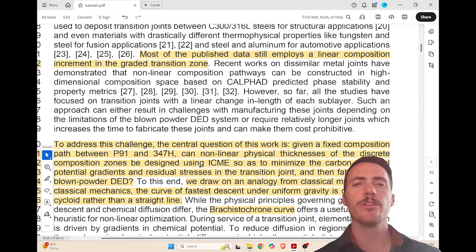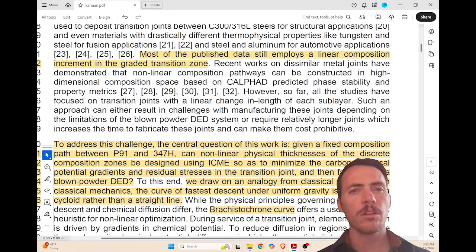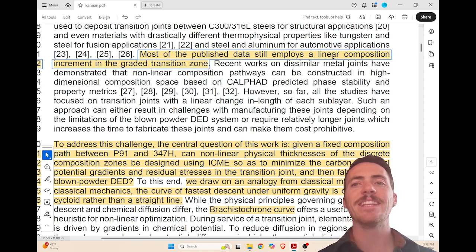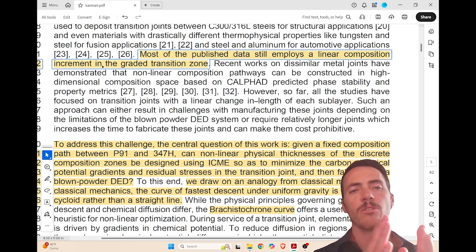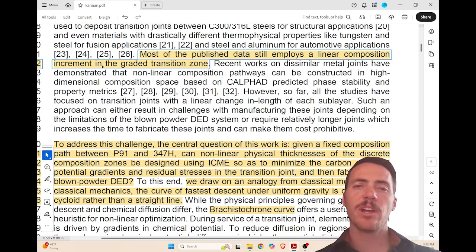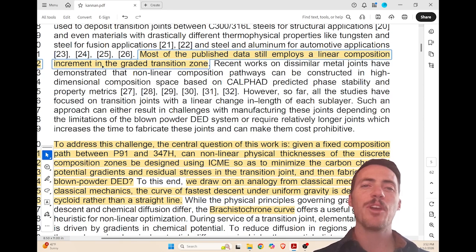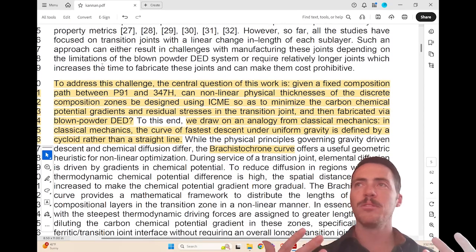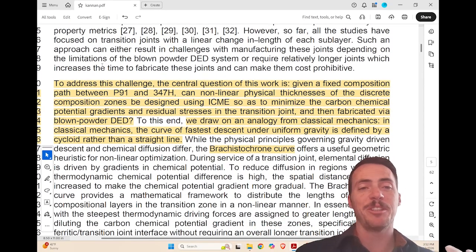However, when you get into the literature and look at it, you'll find that almost all of the published data relies on linear composition increments across the gradient zone, right? It'd be a nice smooth transition, but that transition isn't necessarily linear. It tends to be nonlinear. So the authors here put forward a simple, fundamental question, which I really think is pretty clever.